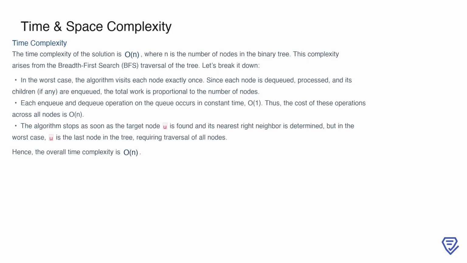Now, since each enqueue and dequeue operation in the queue takes constant time, or O(1), the cumulative cost of these operations across all nodes is O(n). Although the algorithm stops as soon as the target node, U, is found and its nearest right neighbor is determined, the worst-case scenario is that U is the last node in the tree, requiring traversal of every single node. This is why the overall time complexity is O(n).